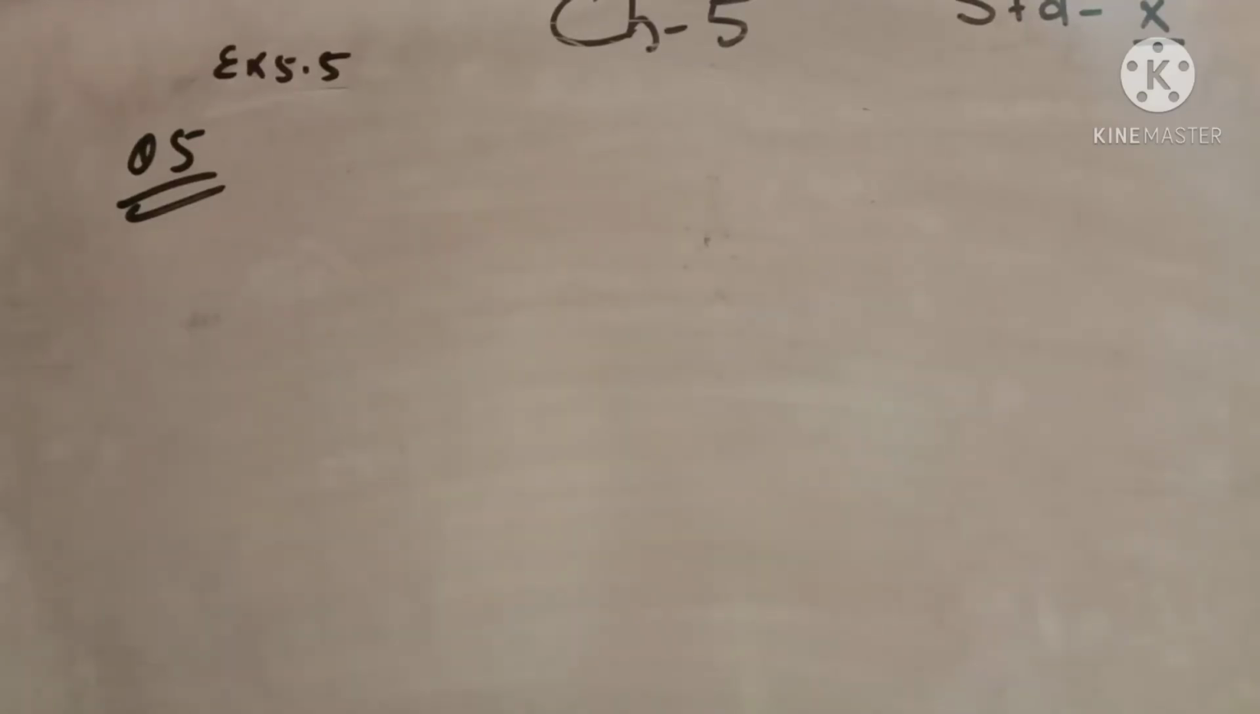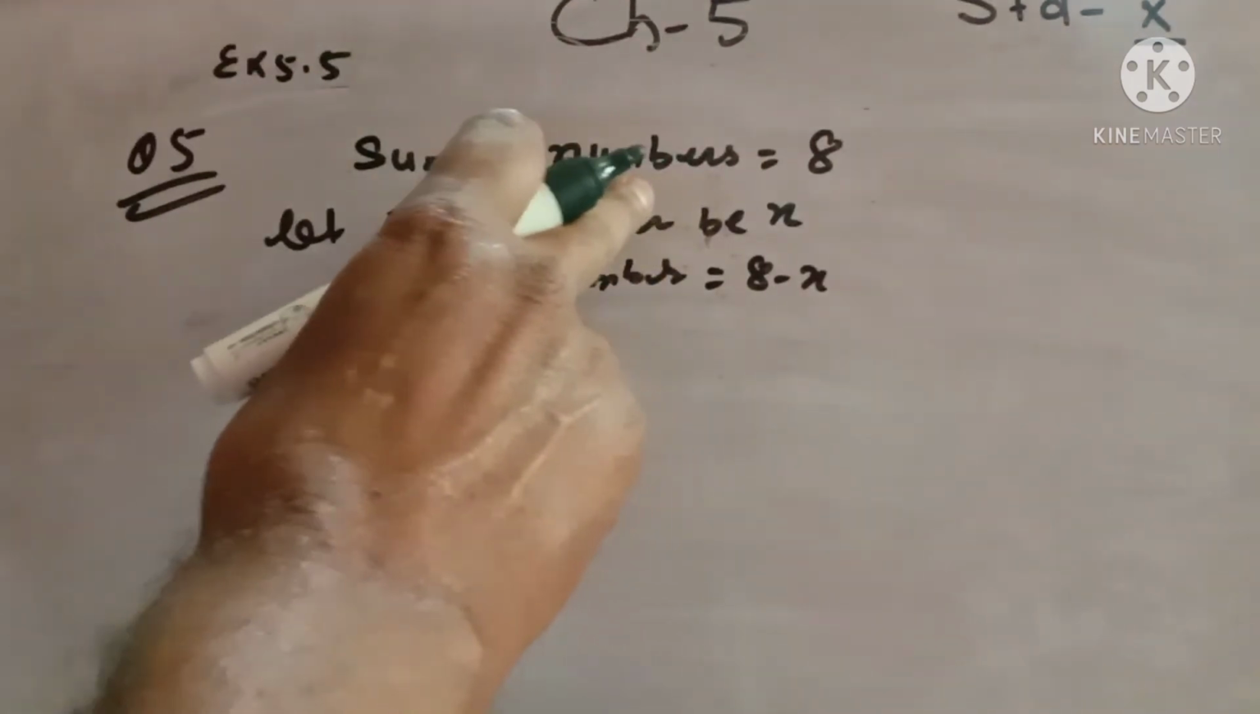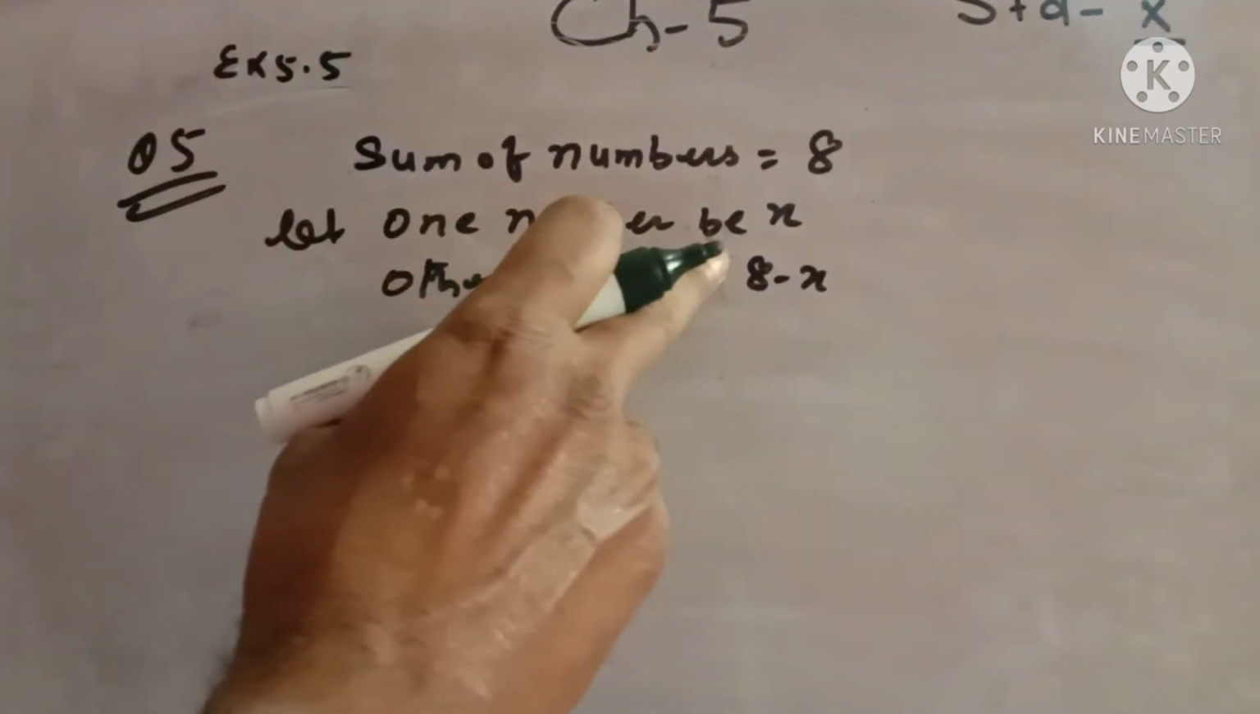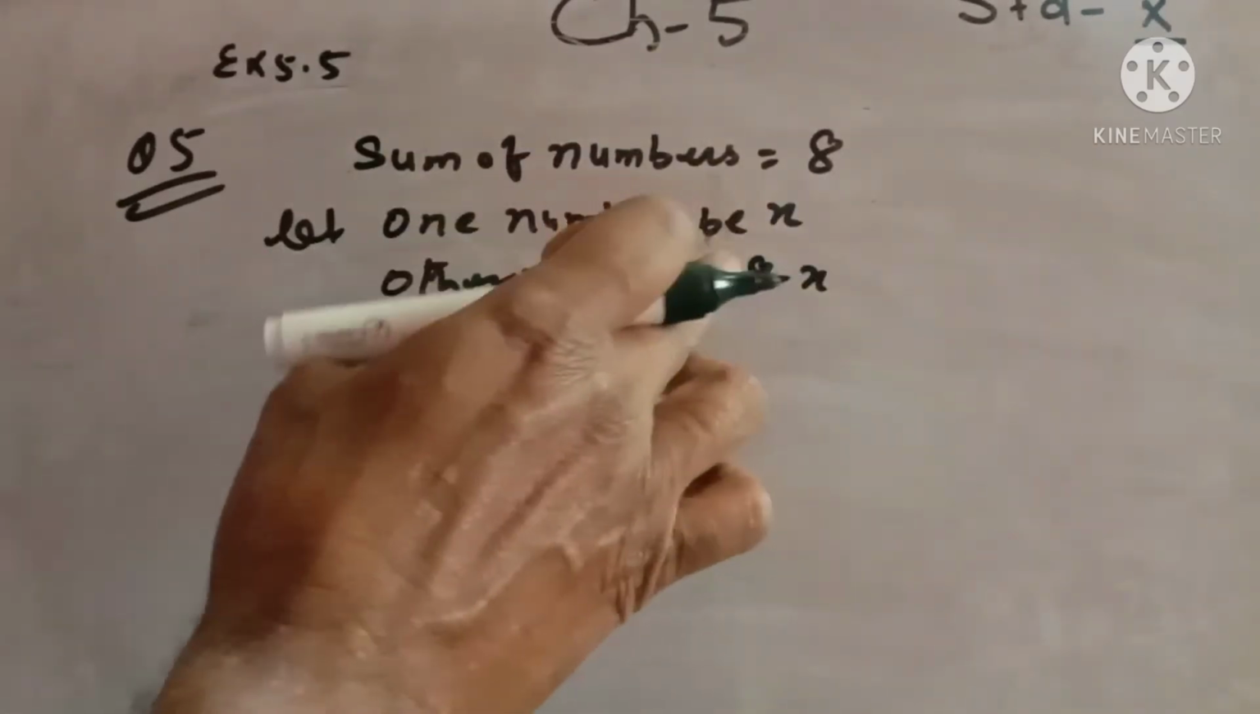Question number 5. It is given that the sum of two natural numbers is 8 and the difference of their reciprocals is 2 by 15. Find the numbers. The sum of the numbers is 8, so let one number be x. The other number, as we know, will be 8 minus x.